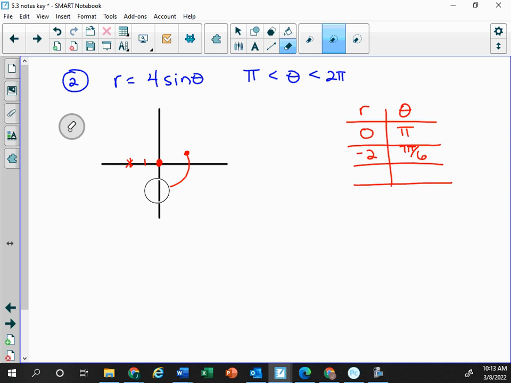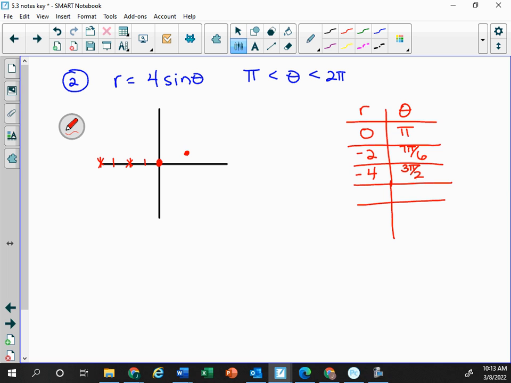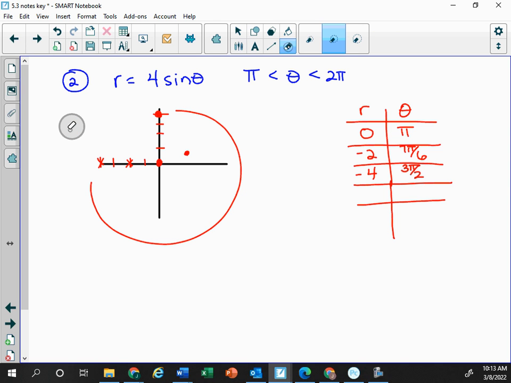That's why we plotted points in 8-1, guys, so we could make sure we know how to do this. Maybe I want to pick 3 pi over 2. What's the sine of 3 pi over 2? Negative 1, so what's r? So again, I start over here, but I have to travel all the way around to 3 pi over 2. So 1, 2, 3, 4. Okay.